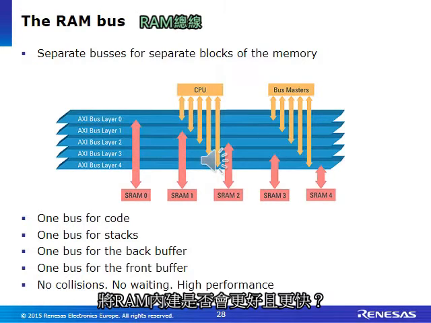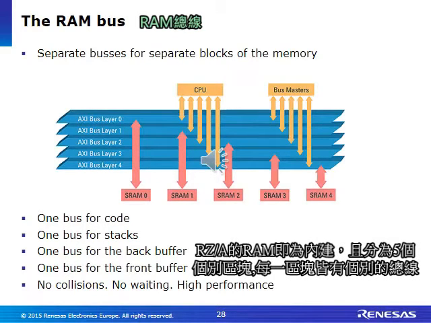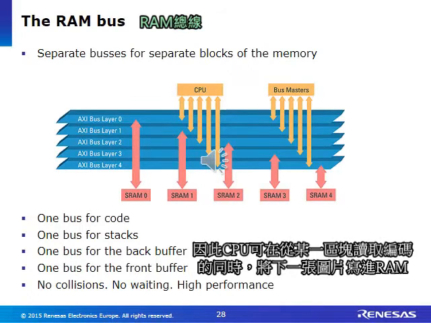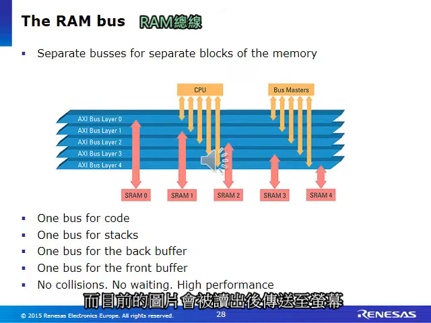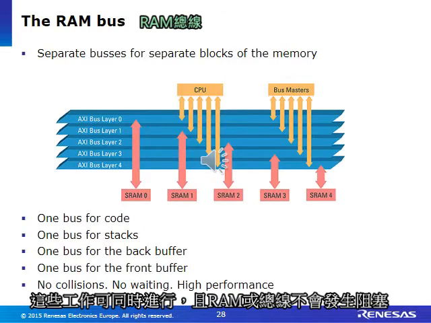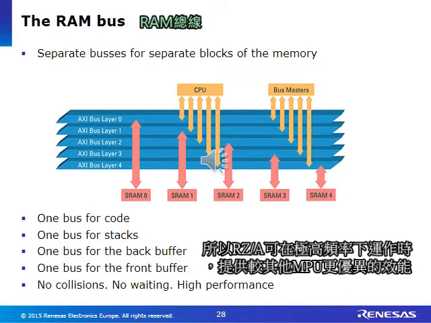Wouldn't it be just better and faster if this RAM was internal? With the RZA it is, and the RAM is in fact split into 5 separate blocks, and there are 5 separate buses for those blocks, which means the CPU can read code from one block at the same time as writing the next picture into the RAM, and the current picture can be read out and sent to the screen. All of this happens at the same time and without any blocking of RAM or bus. This means the RZA provides much more performance than other MPUs even running at much higher frequencies.